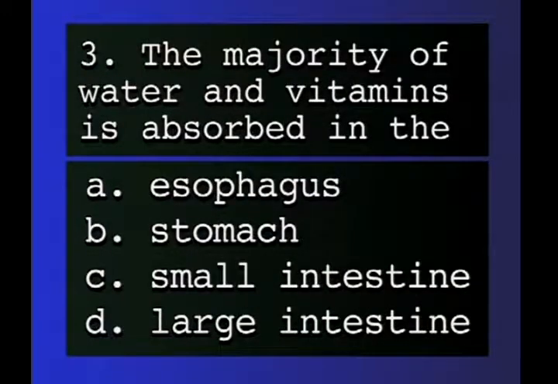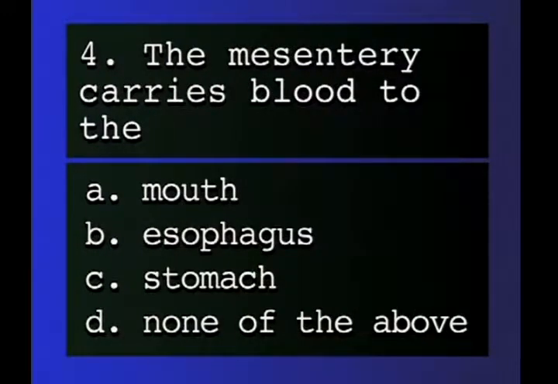The majority of water and vitamins is absorbed in the A. Esophagus, B. Stomach, C. Small intestine, D. Large intestine. The mesentery carries blood to the A. Mouth, B. Esophagus, C. Stomach, D. None of the above.